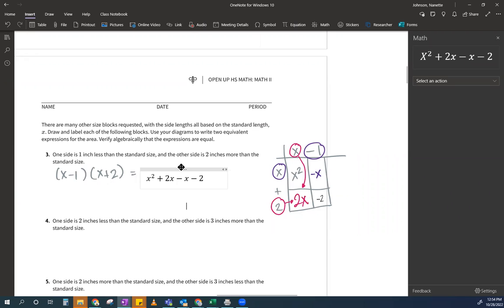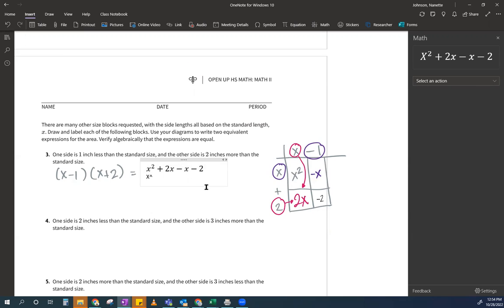Okay. But then some of you are like, Ms. Johnson, but can't you simplify that? And I'm like, yes, we can. Okay, what can we simplify it to? What here can simplify? Yeah, the 2x minus x. Exactly. Okay, wait, what's 2x minus x? Very good. What is 2x minus x?